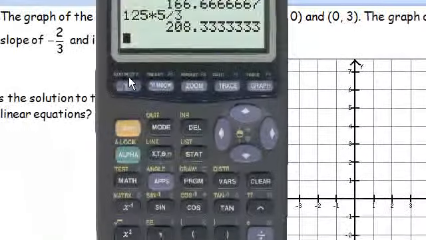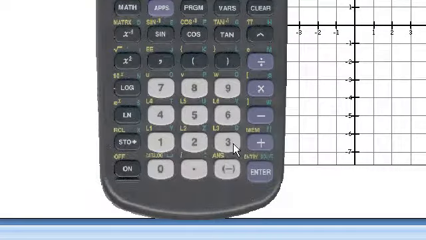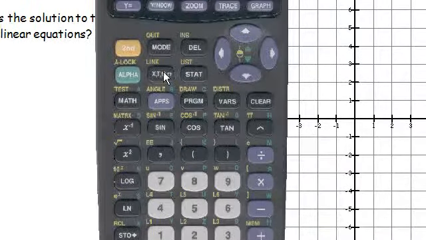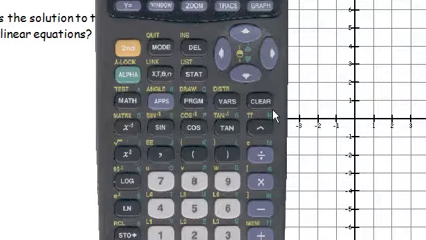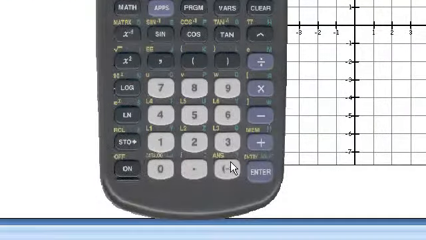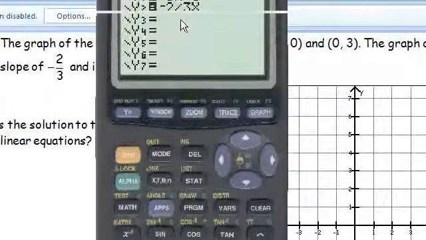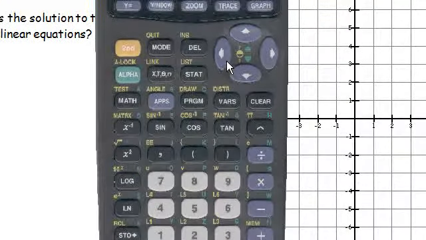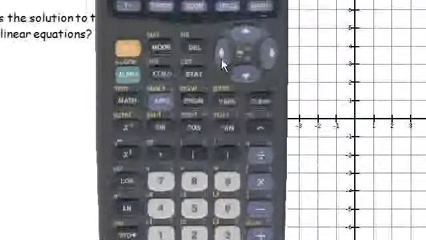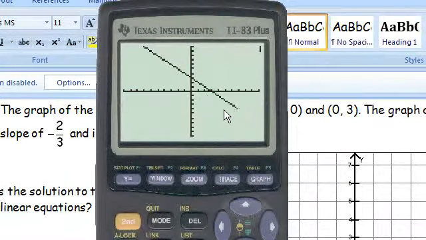So we'll take those two equations that we found and put them in here. Negative 3 over 3 would be negative 1, so negative 1x plus 3. Remember, that was line R. And let's put in line S now: negative 2/3 x plus 0. Let's graph it. Okay, there's line R and line S.